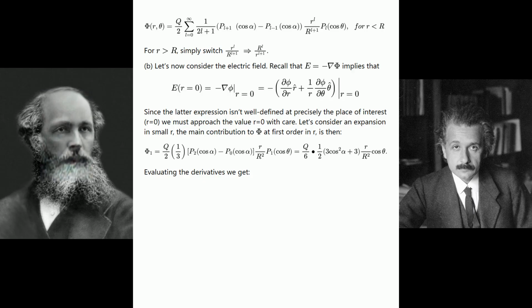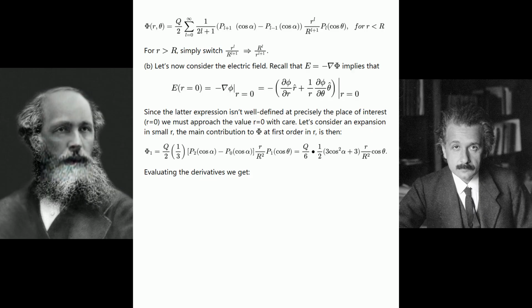B. Let's now consider the electric field. Recall that E equals negative gradient phi implies that, see the equation. Since the latter expression isn't well defined at precisely the place of interest, r equals 0, we must approach the value r equals 0 with care. Let's consider an expansion in small r.